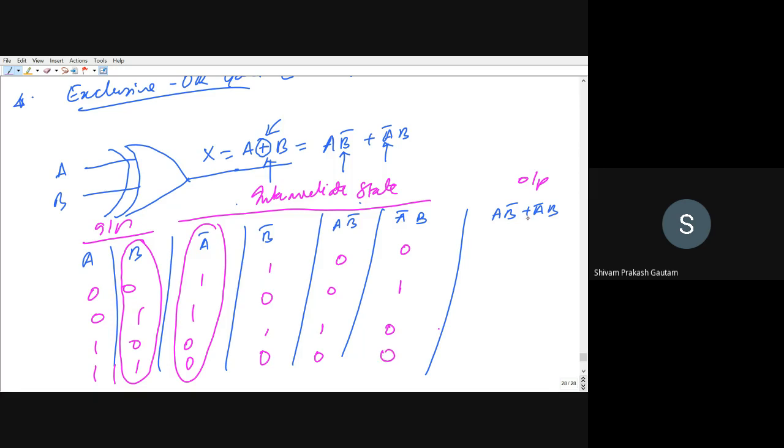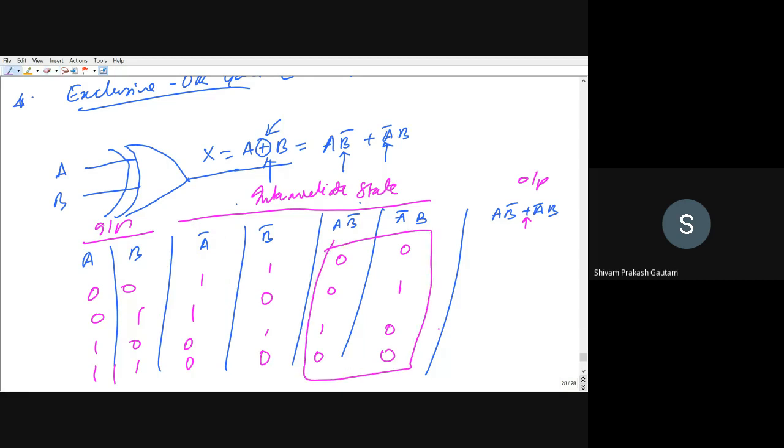You can see plus means OR. That means we have to do our calculations based on these two columns. Right? That is A B bar plus A bar B. That is, you have to do the addition. So what does addition say? Whenever one input is 1, the output will be 1. So for 0 0, output will be 0. For 0 1, output will be 1. For 1 0, output will be 1. Is it okay? Yes, sir.